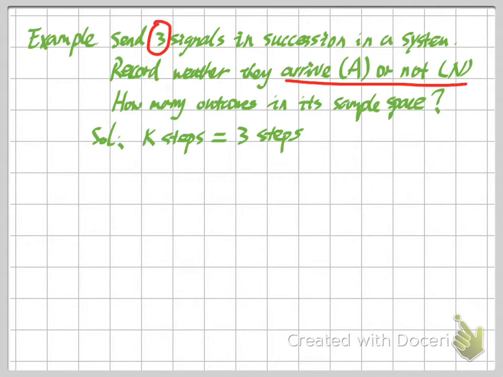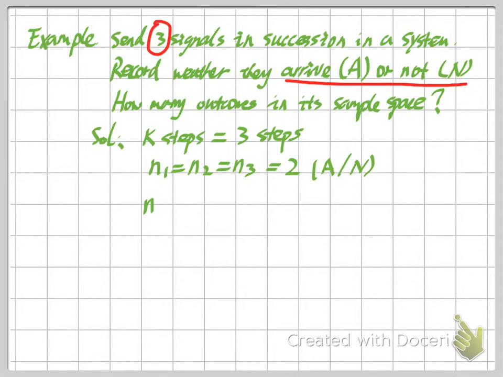One is a signal arrives, the other is a signal does not arrive. So in this way, for each of these steps, we have N1 equal N2 equal N3. They have the same number of possible ways to complete it, and the number is 2: arrive or not arrive, A or N.